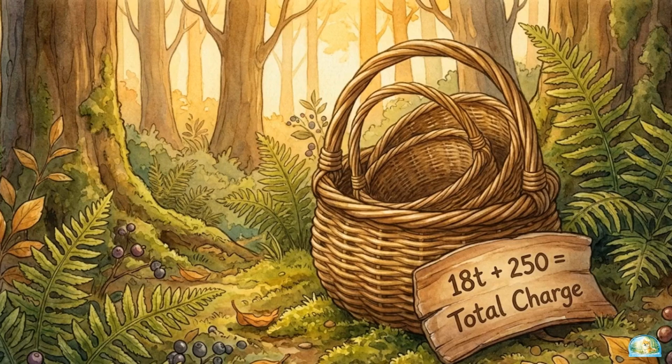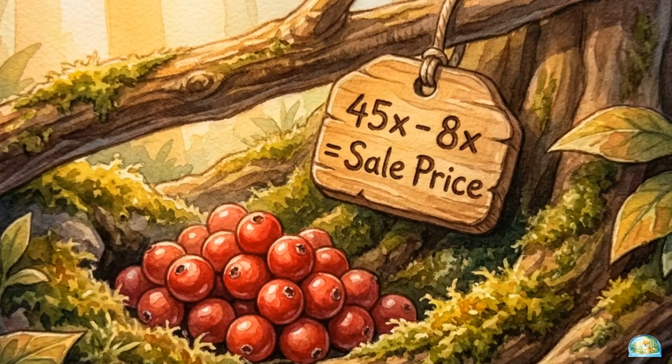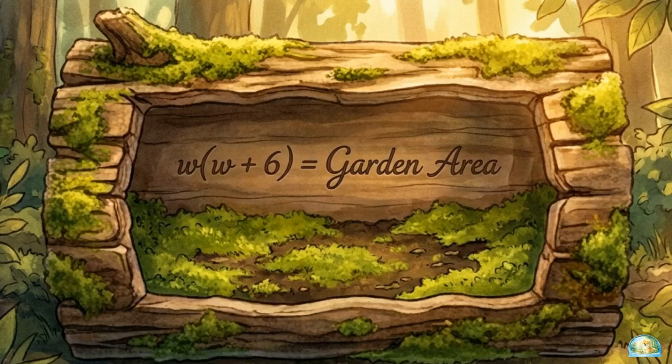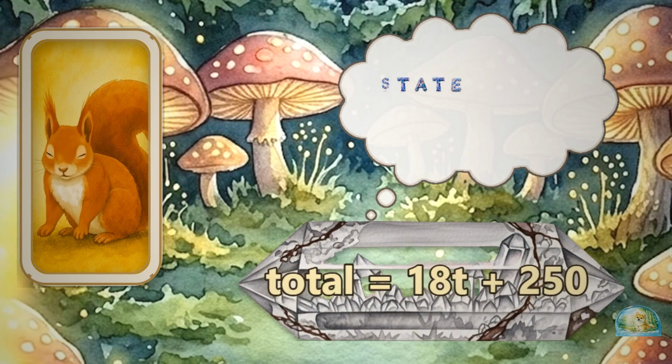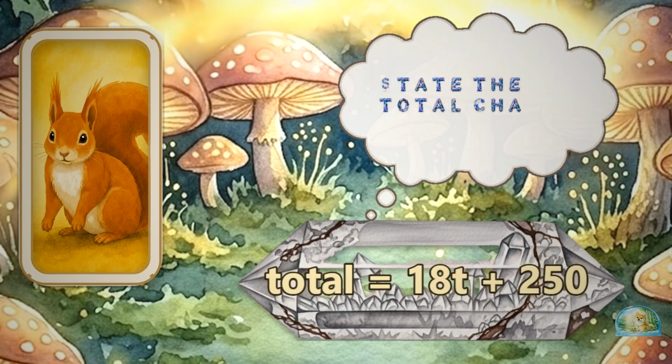Here are the results of our path. 18T plus 250 represents the total charge for the event. The expression represents the total sale price after the discount. W times W plus 6 represents the garden's area. In this linear model, 100 minus 7H is the battery percentage remaining after a decrease of 7 percentage points per hour for H hours. The expression 18T plus 250 is the total event charge.